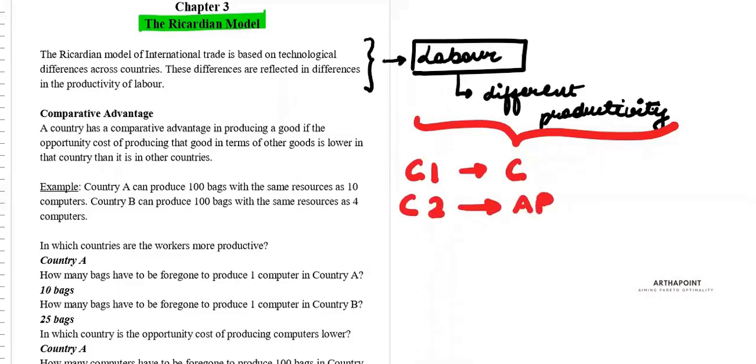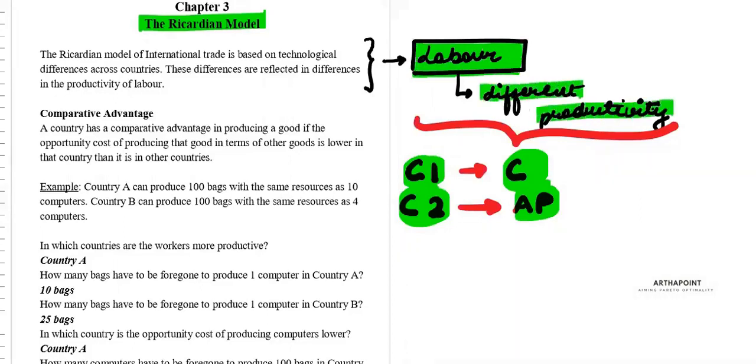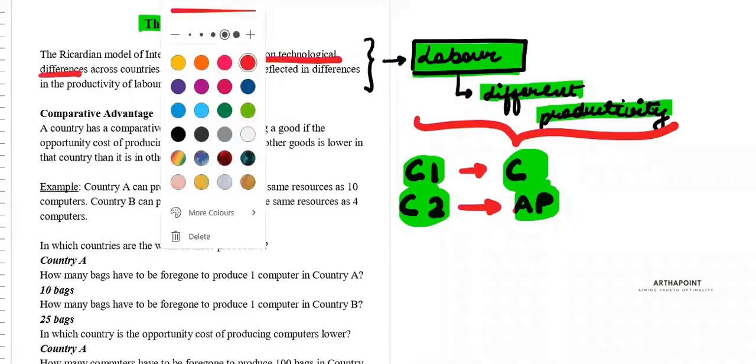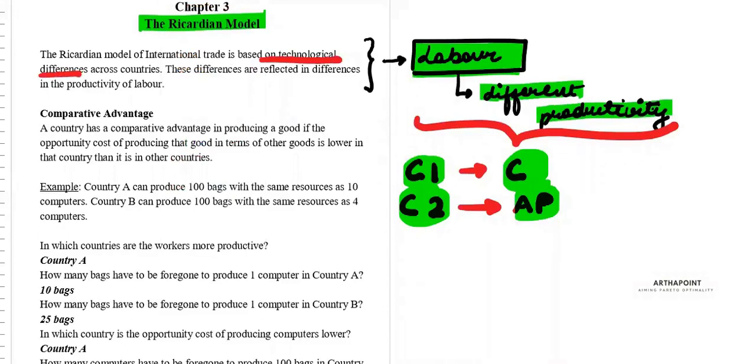Okay. So when we say that the productivity of the labor differs, it differs across countries. It also differs across products. But we are only talking about labor for now. And we are saying that the same labor in two countries can have different productivity. So the Ricardian model is based on technological differences. And it says that the same labor can have different productivity in different countries.